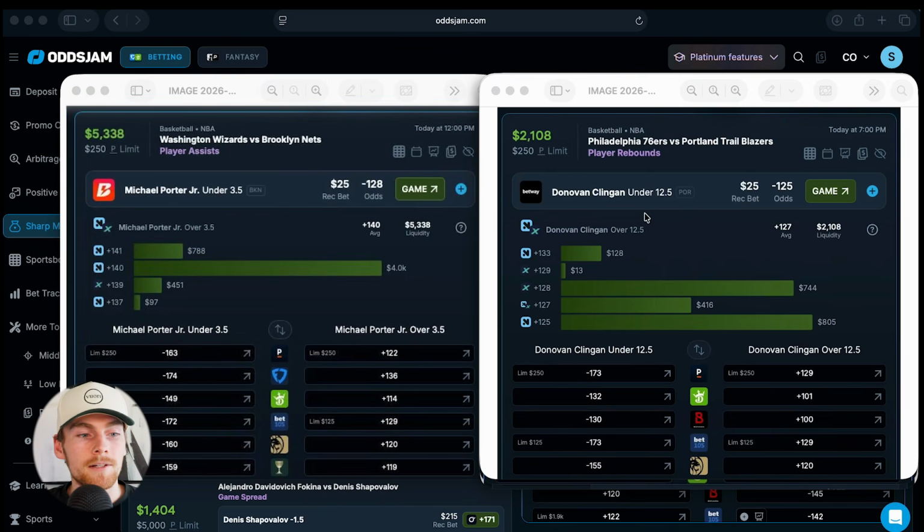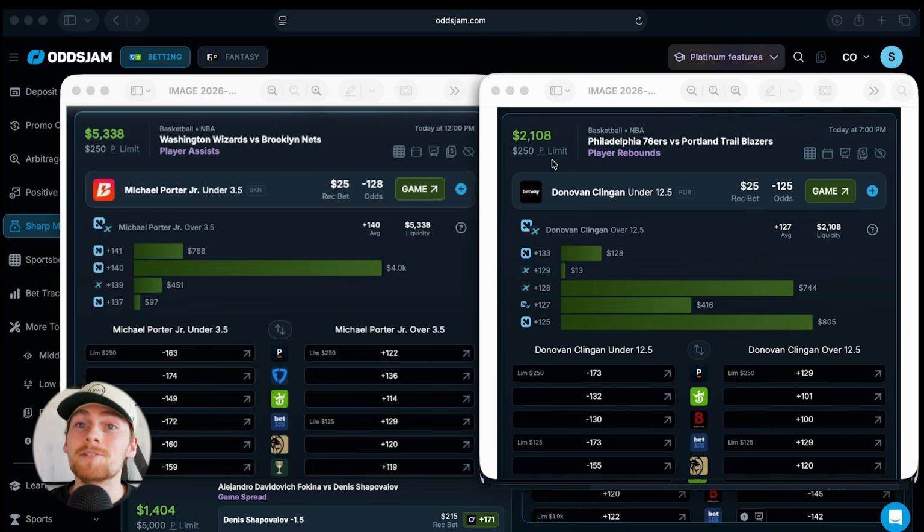Let's move over to Donovan Clingan, under 12.5 rebounds. We can see here, 2.1K worth of liquidity on this prop, while Pinnacle has a $250 limit. That's another thing I love seeing, especially with my player props, seeing that Pinnacle wouldn't let somebody bet more than $250 on this, yet sharps and syndicates have piled up $2,100 on this prop. That's a whole lot more than the $250 that Pinnacle would be comfortable with you placing on this. So the next step I go to, one, I know there's sharps on this.